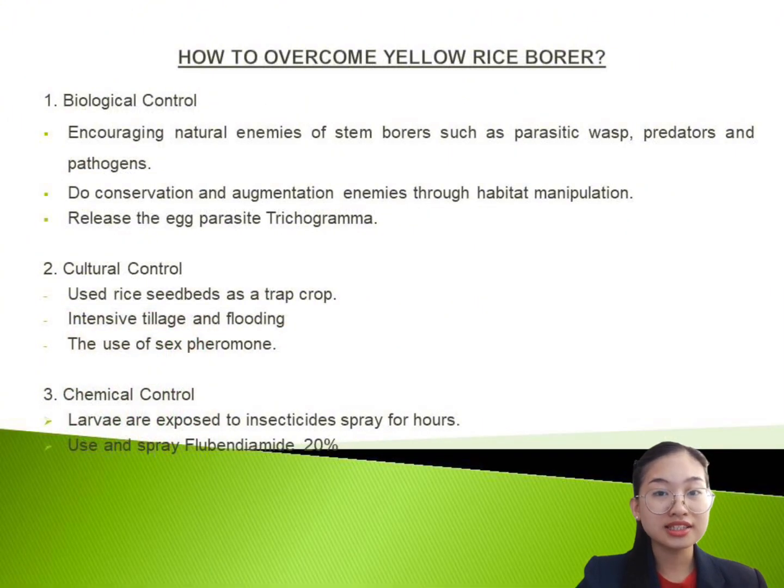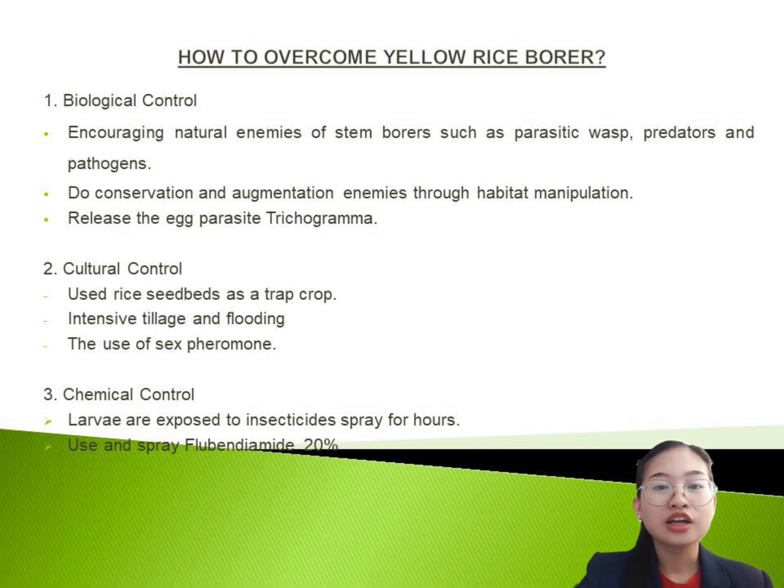Last but not least is how to overcome, or what is the best solution to control the pest. The first one, we can use biological control. It can encourage the natural enemies of the stem borers, such as parasites, wasps, predators, and pathogens. It can help to control their populations.